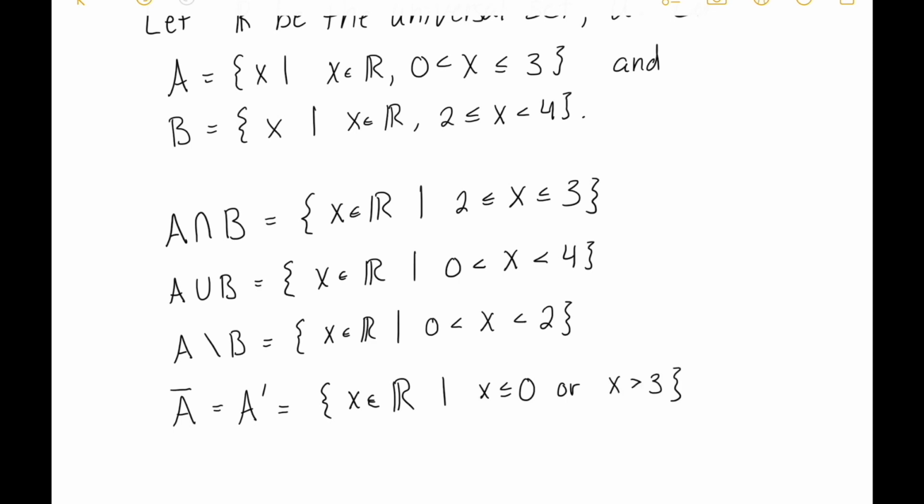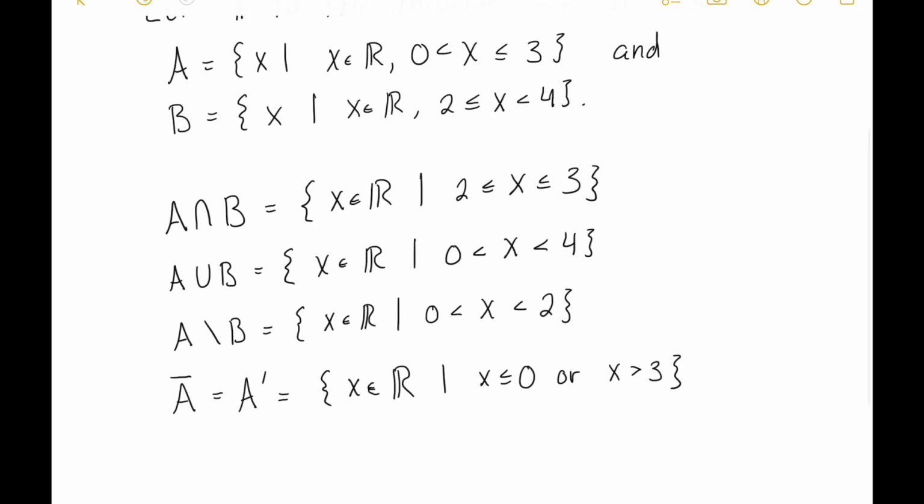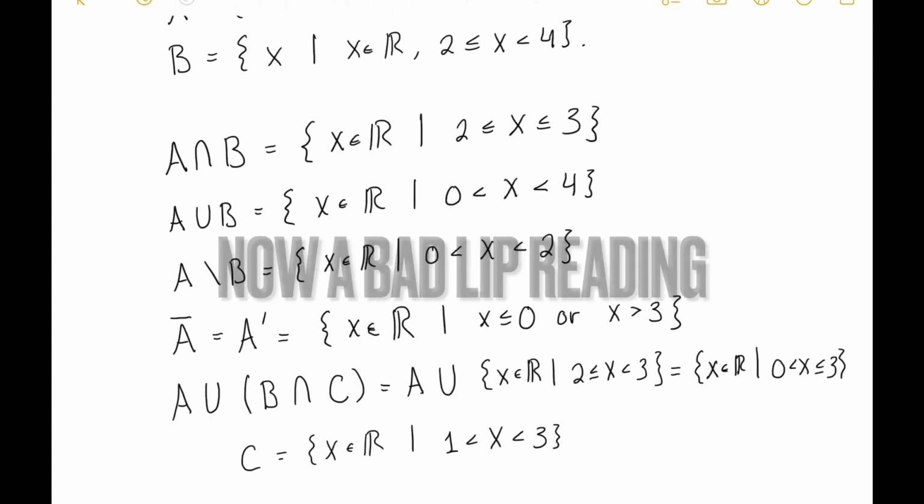Since A contains the numbers between 0 and 3, we want to exclude those in the complement. And since A didn't contain 0, we can put that into the complement. And since A did contain 3, we need to remove that from the complement. So we do have to be careful here about using less than or equals or strictly less than. Okay, I am going to stop here.